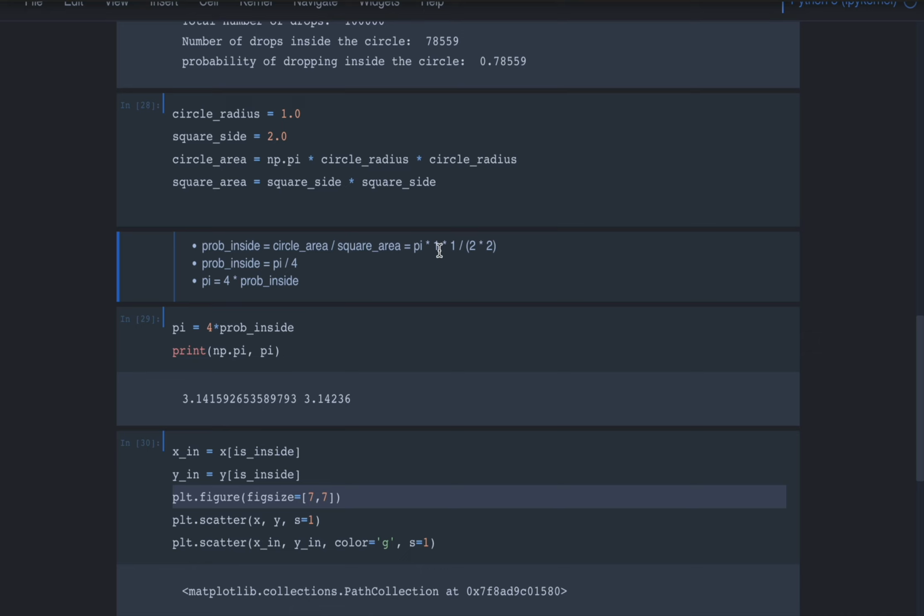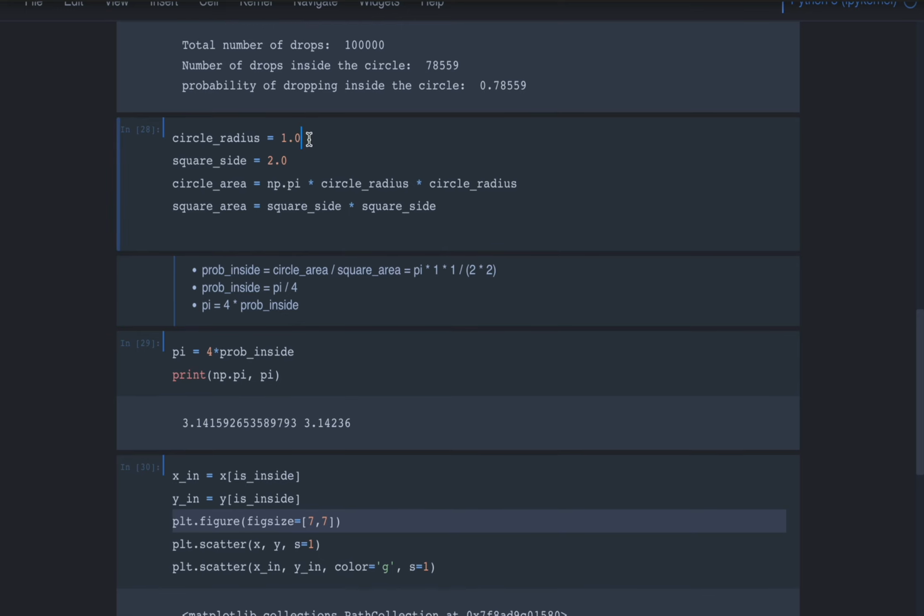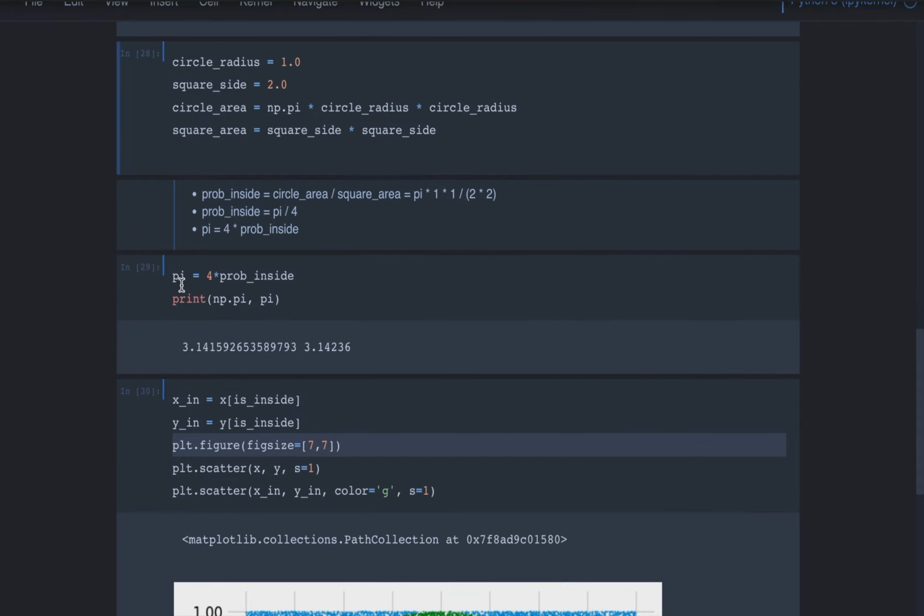In our case, the circle area is pi r squared. We have the radius 1, so it's pi times 1 times 1, that's the area of the circle. And the area of the square is 2 times 2, because the side is 2 units. This means the probability of dropping inside is equal to pi divided by 4, which means the pi value will be equal to 4 times the probability of dropping inside. So here we have the circle radius 1, the square side 2, and we have computed the circle area and then the square area. So the pi value is equal to 4 times the probability of inside.